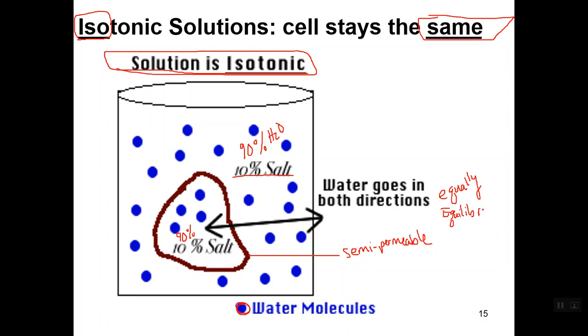A lot of people forget that water still moves. A lot of times people will say, oh, well, it's an isotonic solution, it's reached equilibrium, so the water is not going to move at all, right? That's wrong. The water still moves, but it moves more or less equally in both directions, so it kind of appears to not be moving.